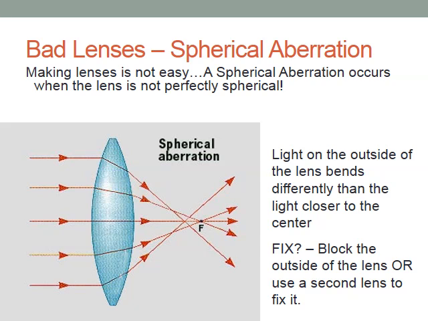How do you fix spherical aberration? Well, usually the problem occurs on the outside edges of the lens itself. It's easier to grind the middle, and it's harder to get the right curvature on the edges.